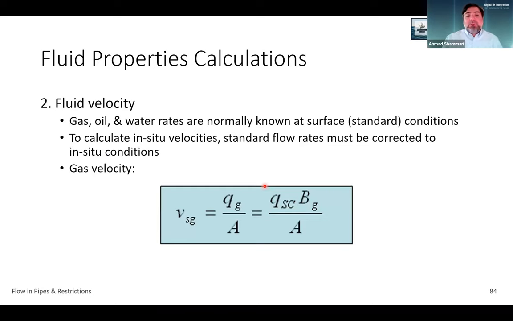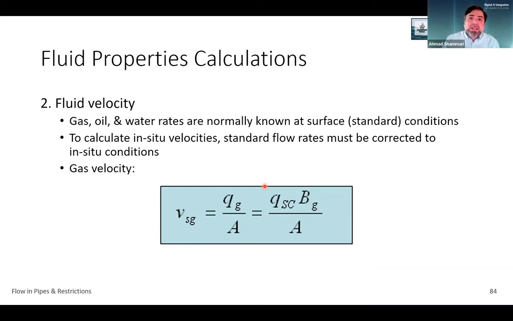And now talking about the fluid velocity. So we have what we call the superficial velocity. Why we have superficial velocity? Because in oil and gas, oil and water rates are normally known at surface conditions, right? To calculate the in-situ velocity, standard flow rates must be corrected to in-situ conditions. What do we mean by in-situ? In-situ is the conditions at a given location, pressure, and temperature, okay? Like, for example, if I want to know how much is the velocity of each of the phases, I will need to know how much is the volume of each phase at certain pressure, temperature, okay, and diameter. So this is the in situ, right?